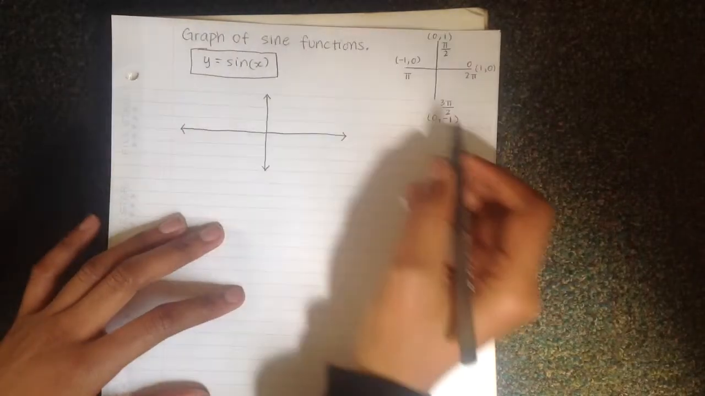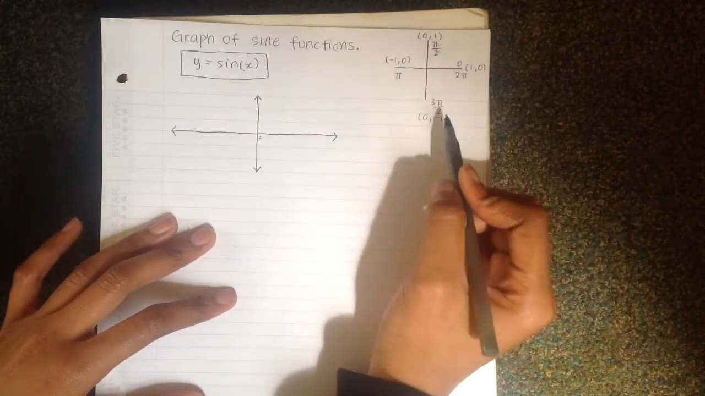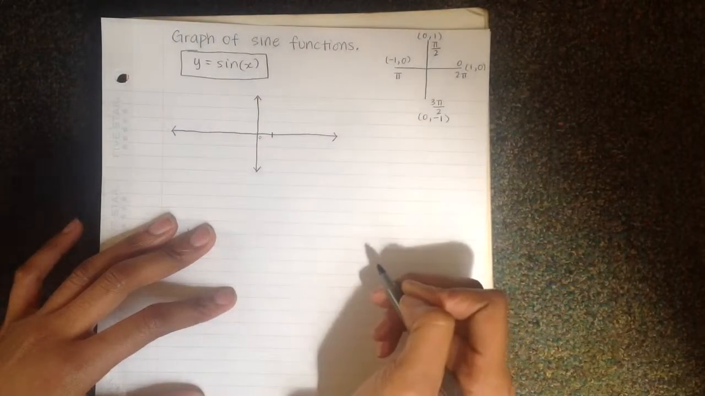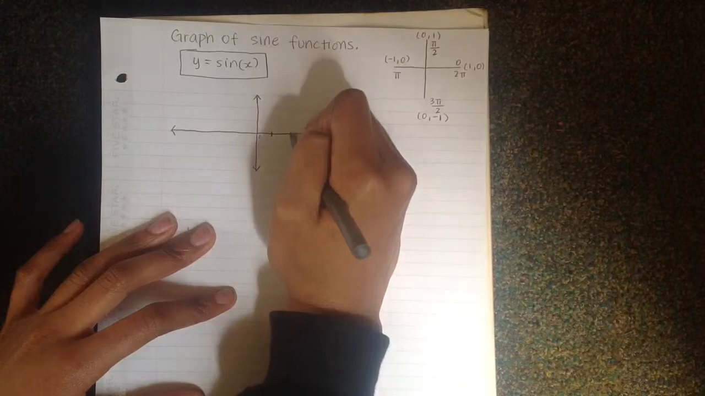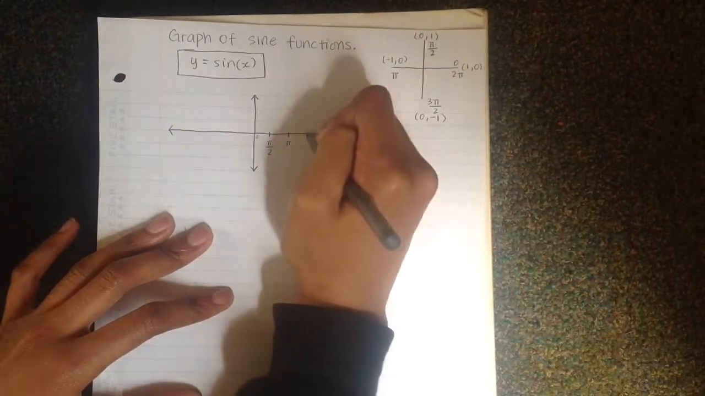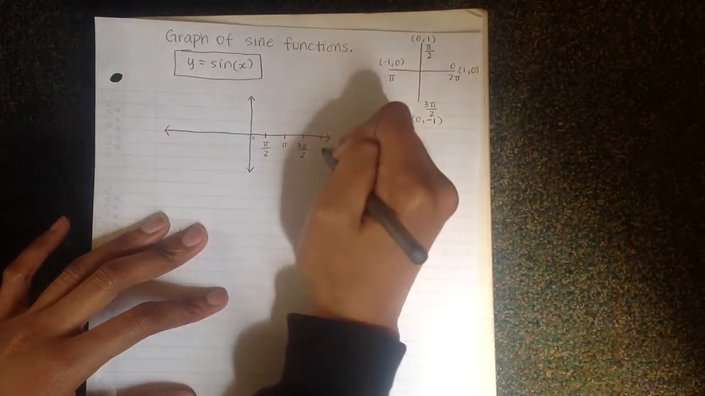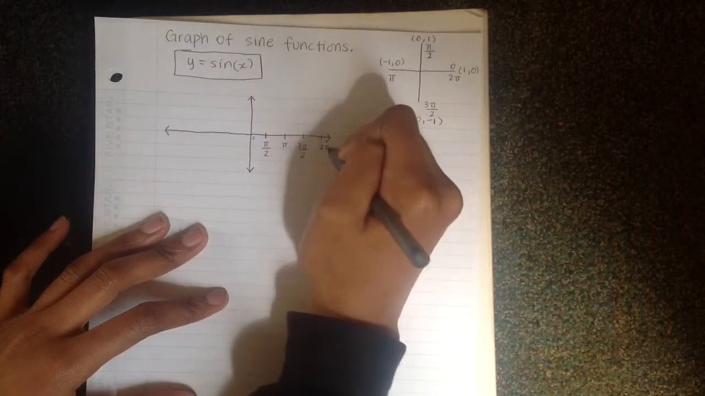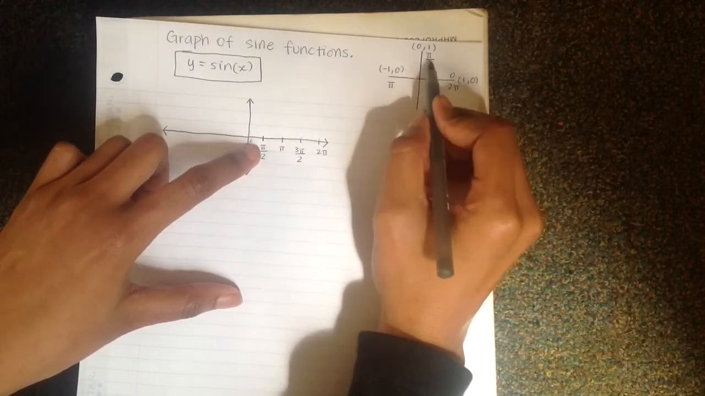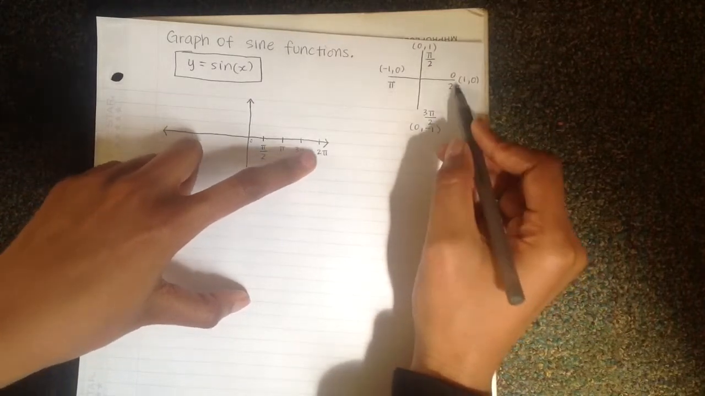So first, of course, we have 0 right here. Then we're going to take pi over 2 and place it here. Then we're going to do pi. Then 3 pi over 2. Then 2 pi. So if you noticed, I did 0, then pi over 2, then pi, 3 pi over 2, 2 pi.